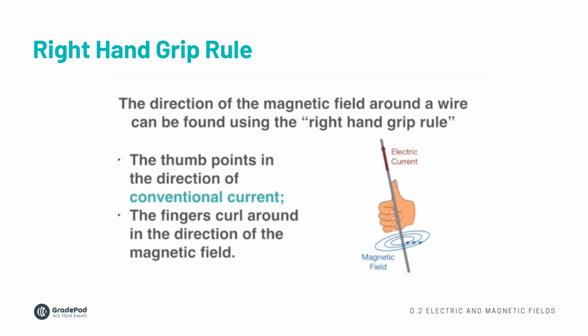So the right-hand grip rule allows us to determine that. And what you do is you take your right hand and you form it into a thumbs up shape. You point your thumb in the direction of the electric current, and your fingers will curl round in the direction of the magnetic field. So as shown on the slide here, you can see that the fingers are curling round anti-clockwise, and thus the magnetic field has concentric circles going anti-clockwise.